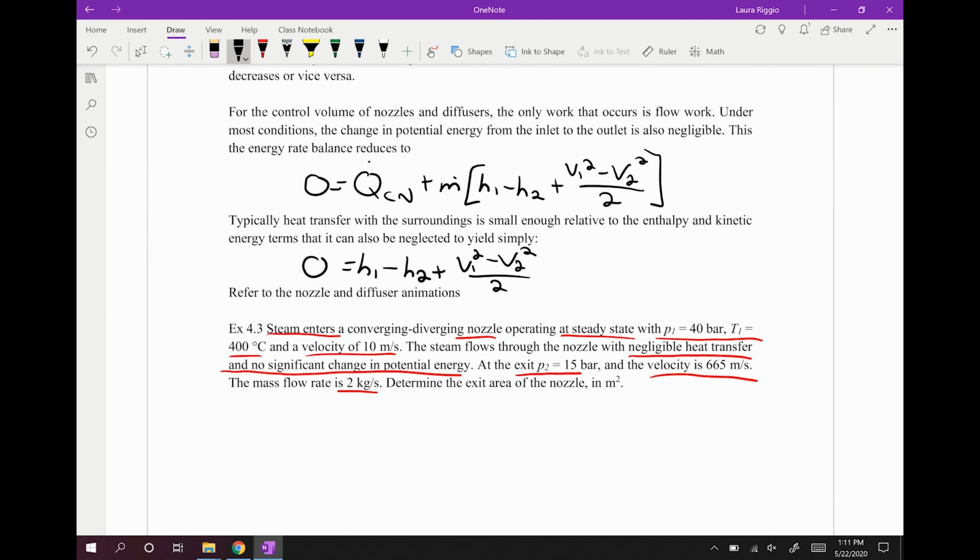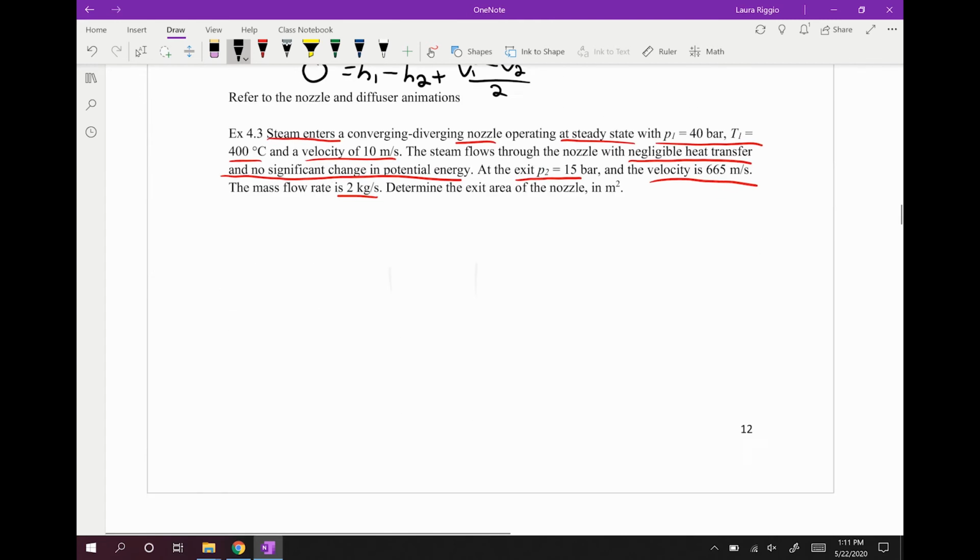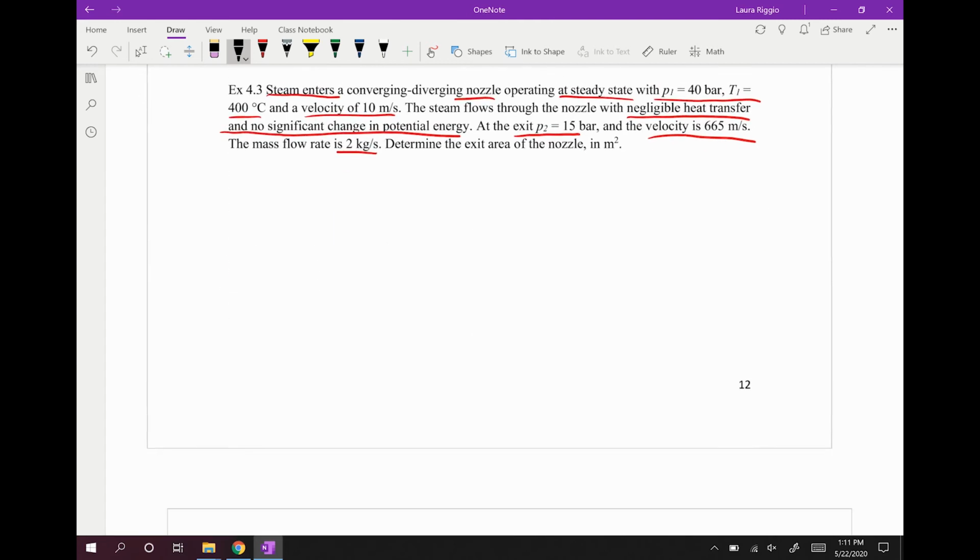So we're going to do an example. We have steam entering a converging-diverging nozzle operating at steady state with a pressure of 40 bar, a temperature of 400 degrees Celsius, and a velocity of 10 meters per second. The steam flows through the nozzle with negligible heat transfer and no significant changes in potential energy. At the exit, the pressure is 15 bar and the velocity is 665 meters per second. The mass flow rate is 2 kilograms per second. We want to determine the exit area.